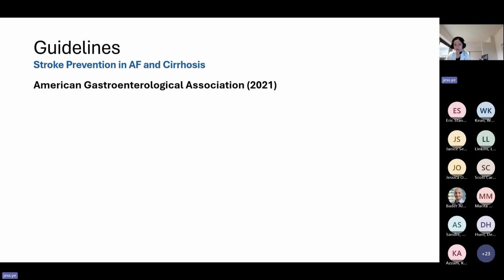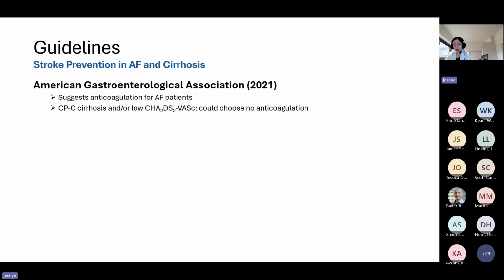The American Gastroenterological Association guideline from 2021 suggests anticoagulation over no anticoagulation for the indication of atrial fibrillation in cirrhosis patients. It did make a statement that those with Child-Pugh C cirrhosis and/or a low CHA2DS2-VASc score could very reasonably choose no anticoagulation.